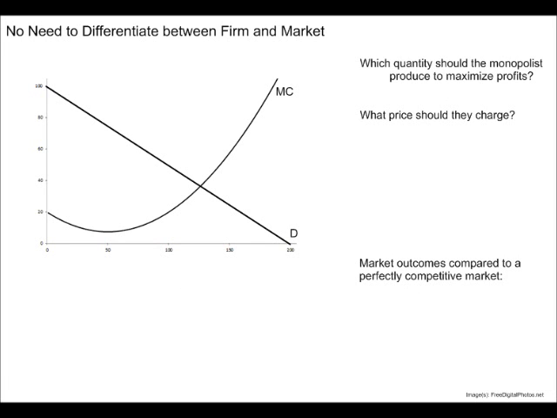Well, if you recall, if we want to ask what a firm should do to produce to maximize profit, the answer to that question is always where marginal revenue is equal to marginal cost. That right there is the story that we need to remember. Always. Marginal revenue equals marginal cost. That's profit maximizing.